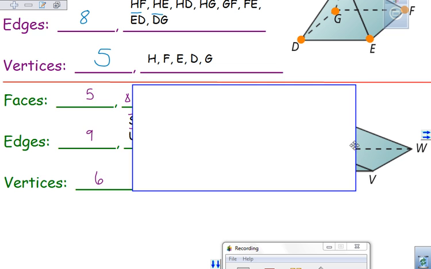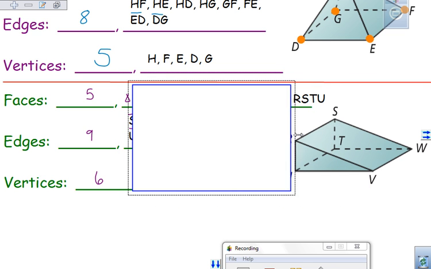So for faces, edges, and vertices, we have 5 faces, 9 edges, because we have 3 on the bottom base, 3 on this other base, and then the 1, 2, 3 here. And then our vertices, again, we have 6. So 3 here, 3 there.